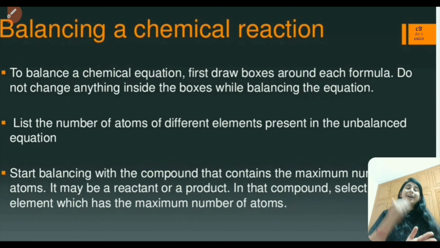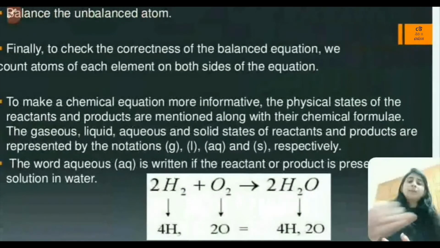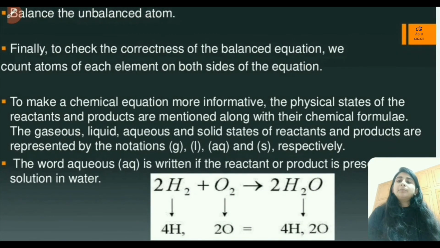And students, you have to make sure that you try and balance as many reactions as possible so that your practice would be very good in terms of balancing reactions. Next statement says start balancing with the compounds that contain maximum number of atoms. It can be a reactant or a product. If there is a compound, we can simply select what variety of elements are there and which one has the maximum number of atoms. Balance the unbalanced atom and finally check the correctness of the balanced equation, that is, count atoms of each element on both the sides of the reaction.